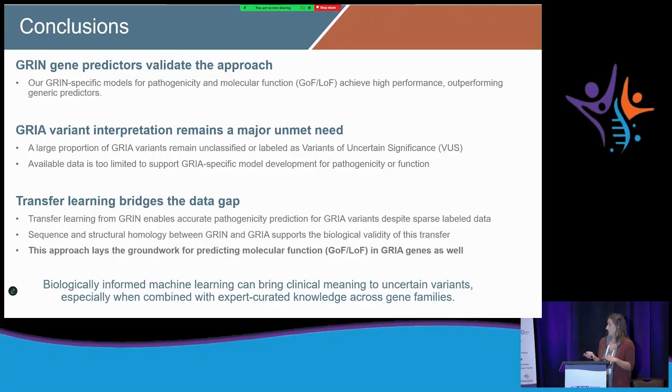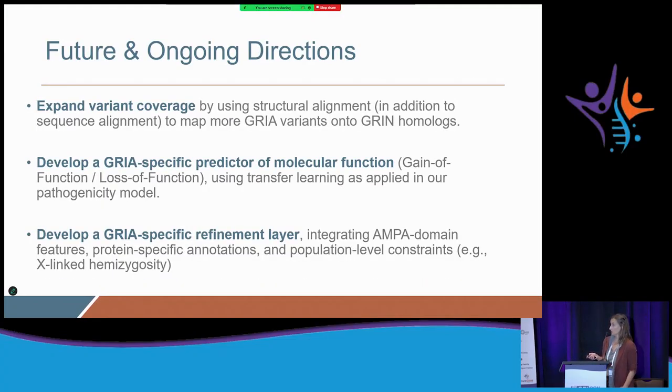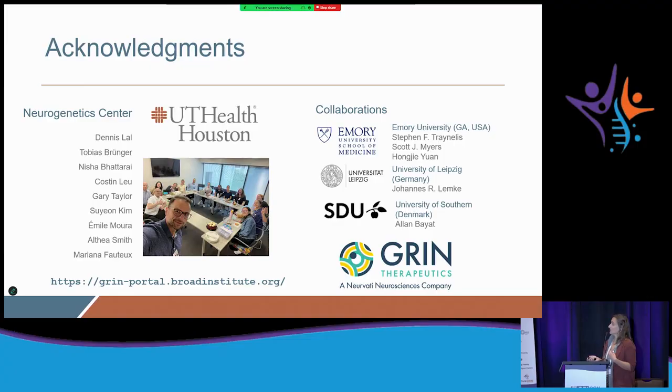So now what we are working on at the moment is expanding the variant coverage using structural alignment, developing the GRI-specific molecular function, and finally probably adding another refinement layer in which other AMPA-specific features that are not GRI-specific can be included. So yes, I would like to thank all the LAL group and all our collaborators, and thank you for your attention.